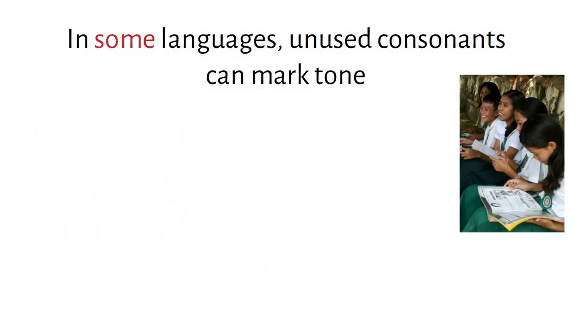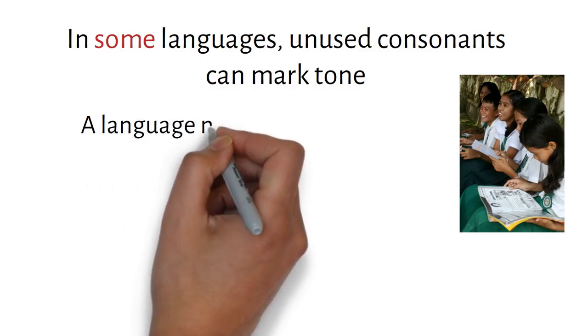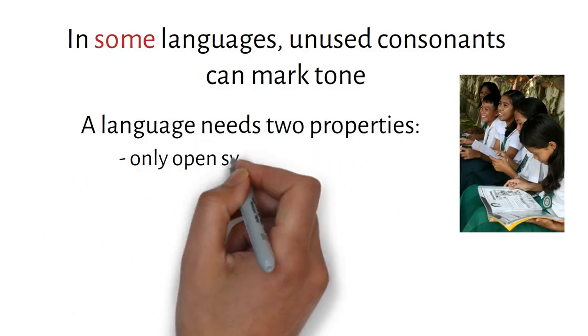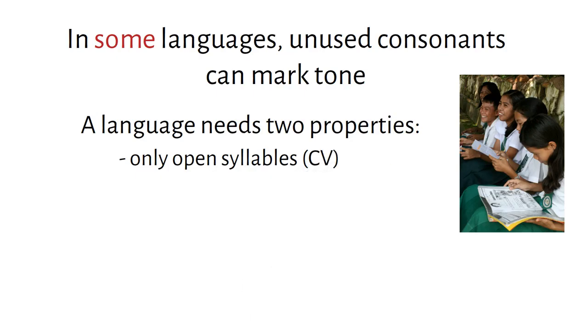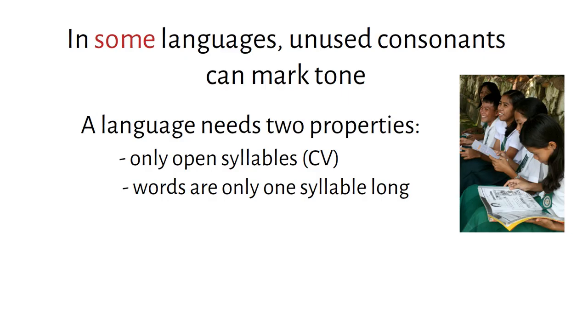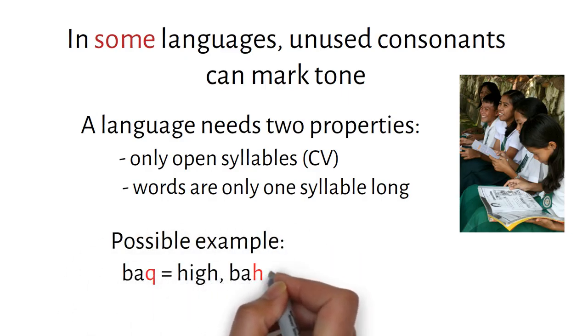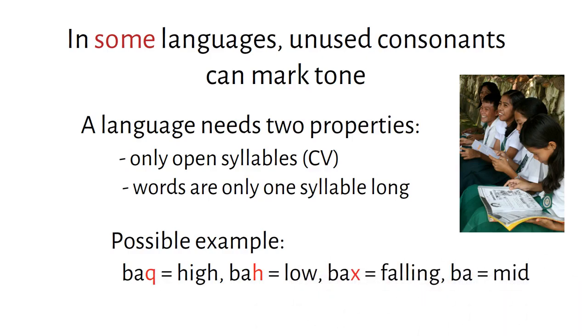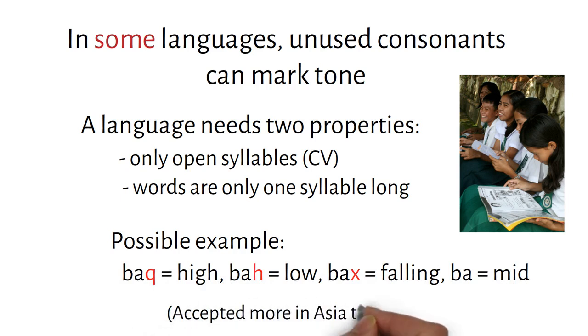In some languages, unused consonants can mark tone. This is best in a language that has 2 properties: only CV syllables, and where almost all the words are only 1 syllable long. One possible example: Q for high tone, H for low tone, X for falling, and unmarked for a mid-tone. This method of marking tone has been accepted more in Asia than in Africa.